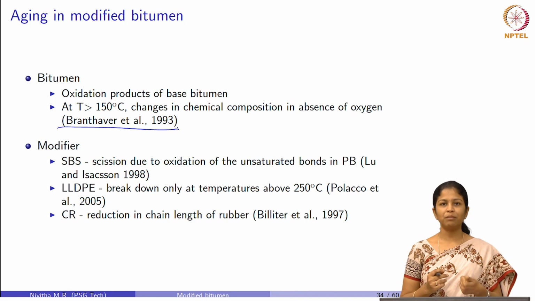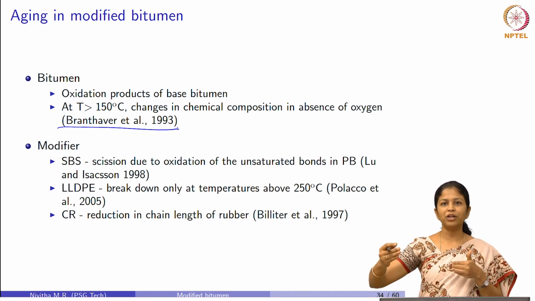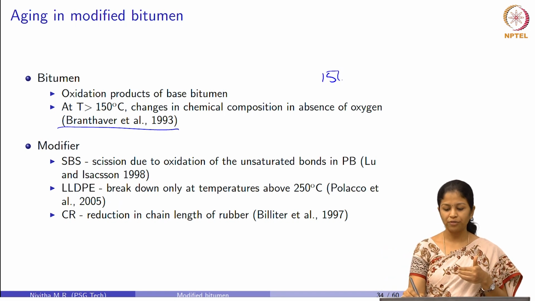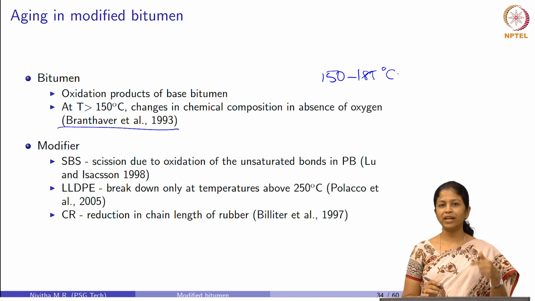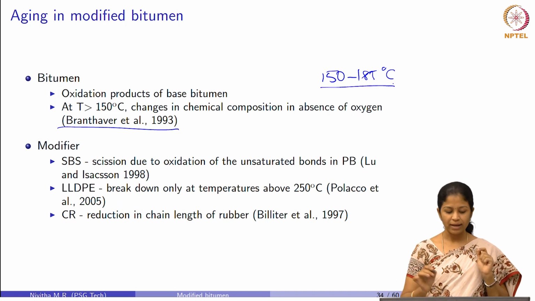This we need to remember because when we are producing modified bitumen, we are heating bitumen to temperatures in the order of 150 to 185 degrees Celsius. So, we need to take into account the changes that happen in the base bitumen in these temperature ranges.